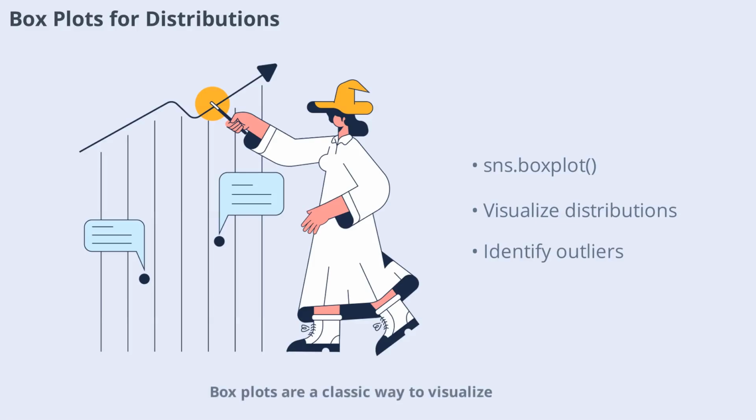Box plots are a classic way to visualize the distribution of numerical data and identify outliers. In Seaborn, sns.boxplot creates box and whisker plots that show the median, quartiles, and potential outliers for each category. Box plots are especially helpful for comparing distributions across groups, such as tip amounts by day or gender. Let's use a box plot to explore how tips vary across different days in our dataset.